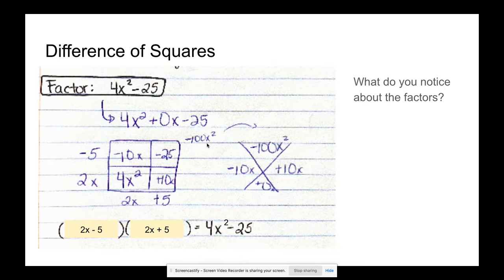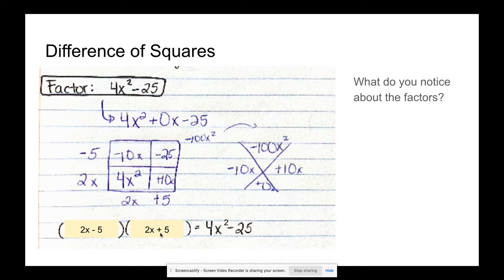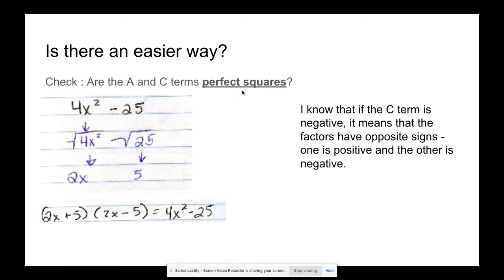One thing that I notice is that they're pretty much the same, except one is negative and one is positive. And this helps us develop a pattern or a rule that we can use. So the first thing we need to do is check to see if the A and C terms are perfect squares. This means that the A term, 4, has a square root, and the C term, 25, also has a perfect square root. And we also want to make sure that there is a difference, a negative or a minus sign here.